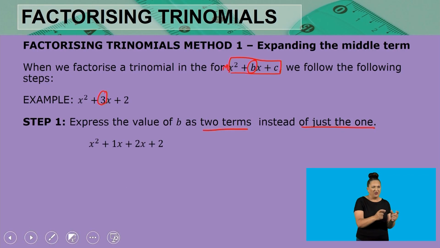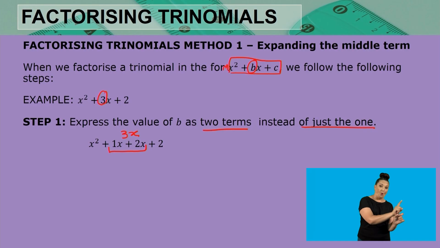How are we going to do that? Now, we are saying here x squared plus 1x plus 2x plus 2. What happened here? The middle term, or the value of b, has been expressed as two terms instead of one. This was initially 3x, and it is now 1x plus 2x, because 1x plus 2x is 3x. So that is how it is expressed there.